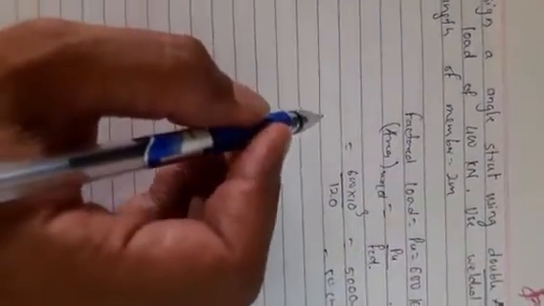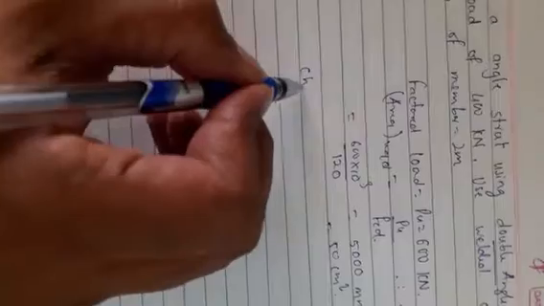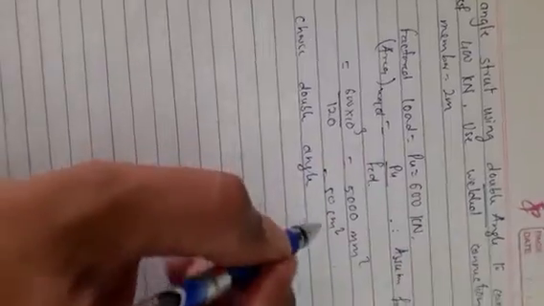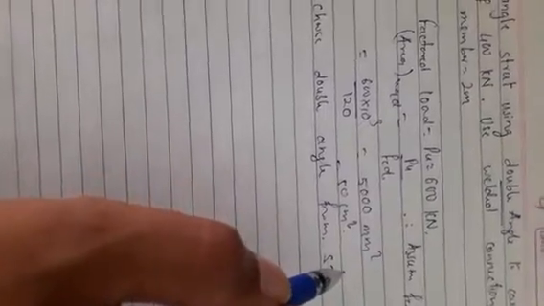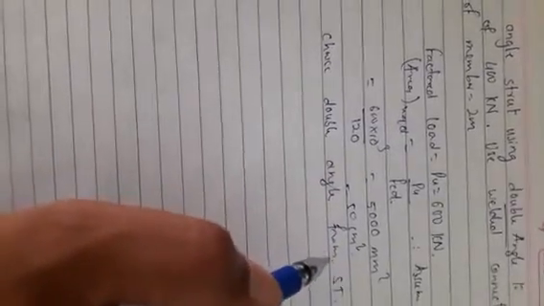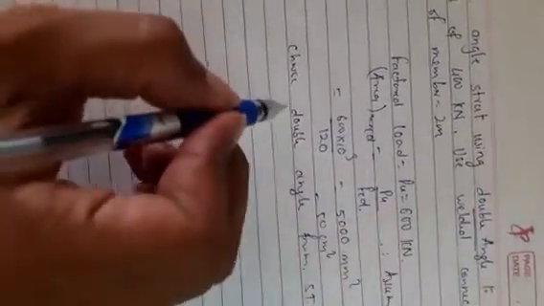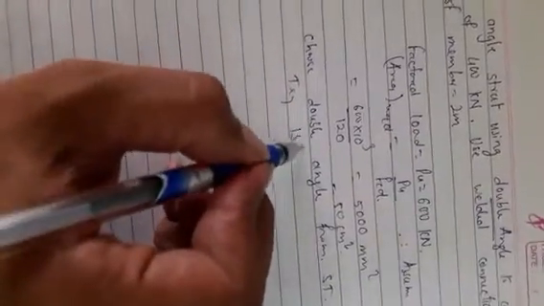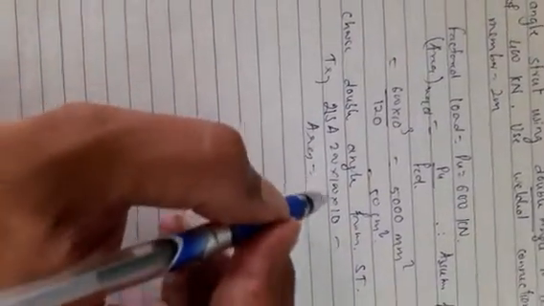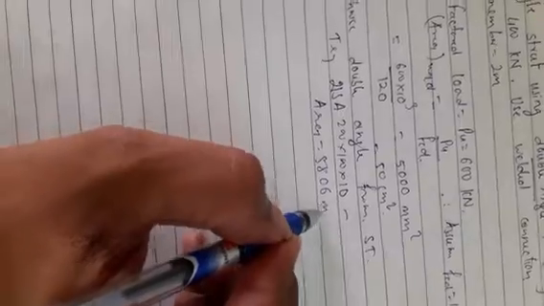Now in the problem it is given to choose double angle. So choose double angle from steel table. You have to choose two angles together, such that their area together should be a little more than 50 centimeter square. So try two ISA 200 by 100 by 10. Its cross sectional area is 5806 mm square.